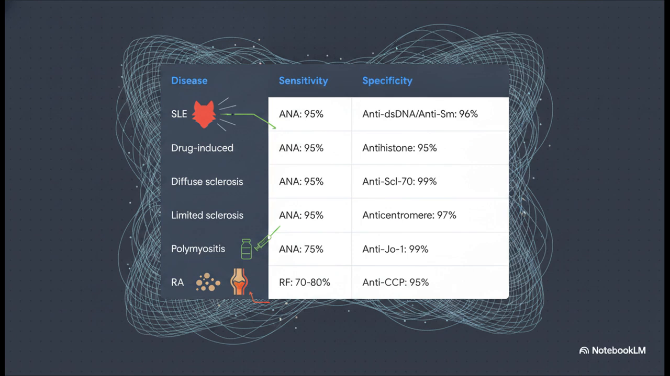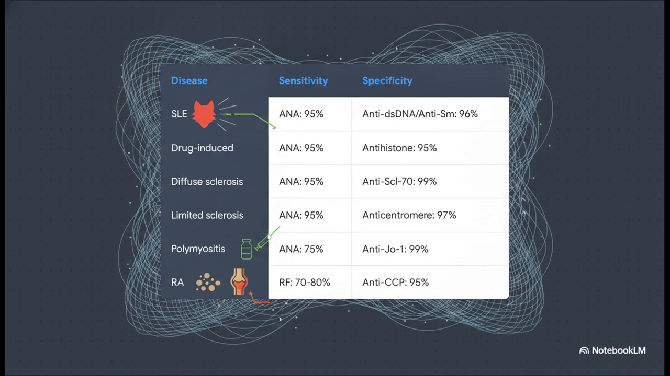So if it's negative, you can basically rule out SLE. But a positive ANA absolutely does not equal lupus. It's just your green light to keep digging. To actually confirm SLE, you need anti-dsDNA and anti-Sm. Boom, specific. Now, lock the rest of these into your memory.